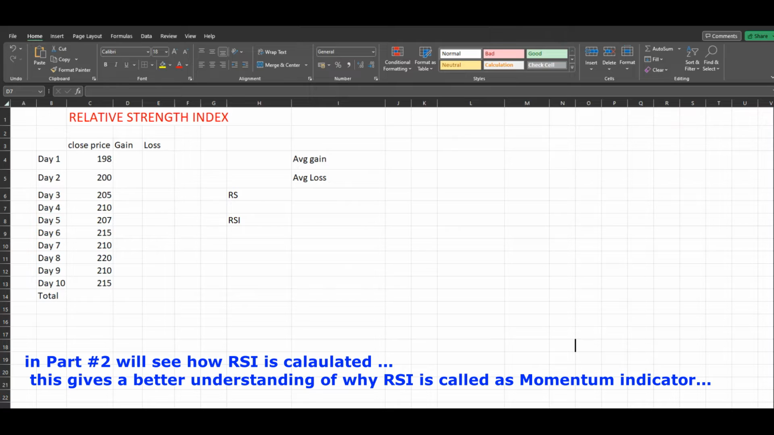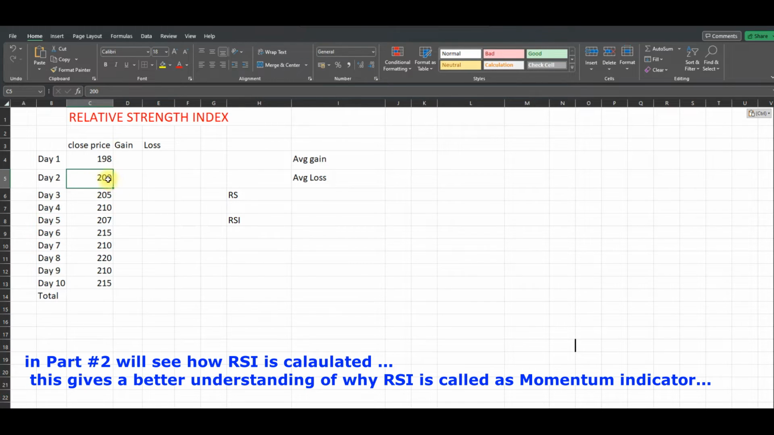I will show you how we can calculate RSI. Here I have plotted a 10 days example of a particular stock. These are the days I have mentioned here, and this is the closing price of the stock. The next two columns are how to find the gain and the loss. So the first day the closing price of the stock is 198 and the second day it is 200.